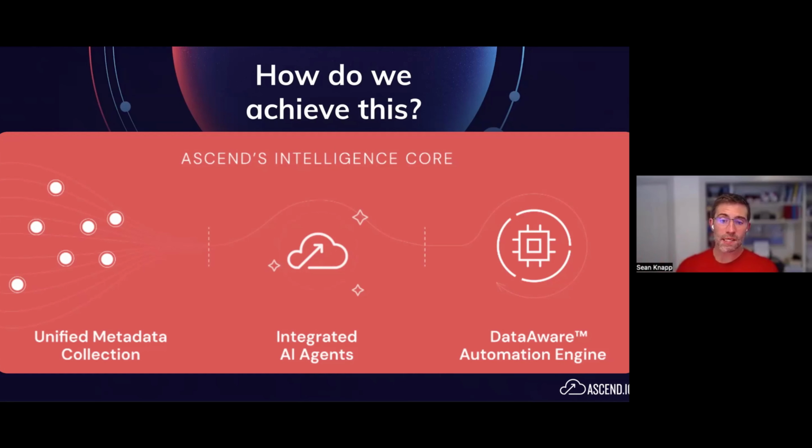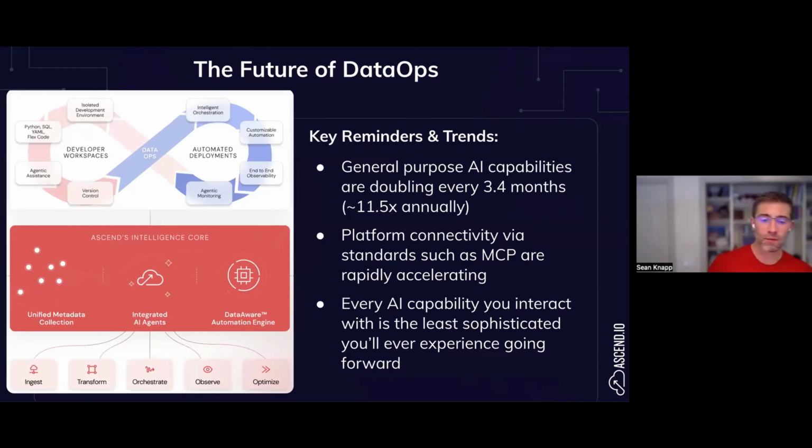And then we pair it with our automation engine. Our data-aware automation engine is the backbone of all of these events and triggers and information that lets the agents get triggered and act in response to all these other system events. And this combined is really what gives us those three key ingredients for these really powerful data ops agents.